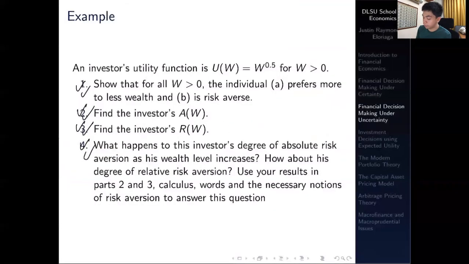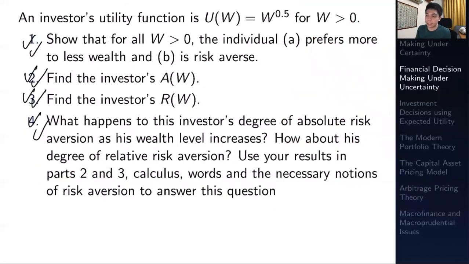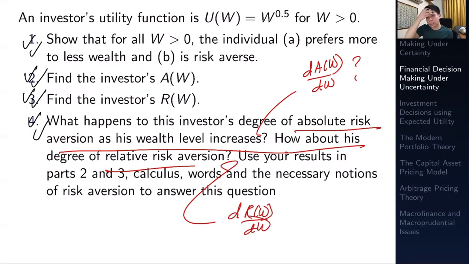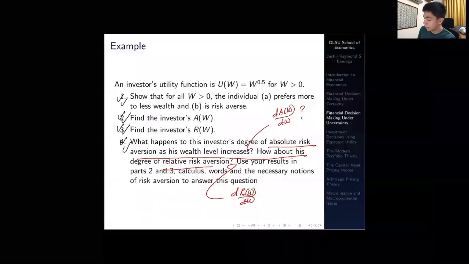So let's go back to the fourth question so that we can understand it before we answer it. What happens to this investor's degree of absolute risk aversion when wealth increases? So we need to answer this. That's dAW over dW. And what would that be? Now the next one is how about the degree of relative risk aversion? So this is just dRW over dW, right? What we're going to do is use our results in 2 and 3 to know that, and then we'll use words to try and interpret that. So that's what we're looking for. Okay, so let's do that.